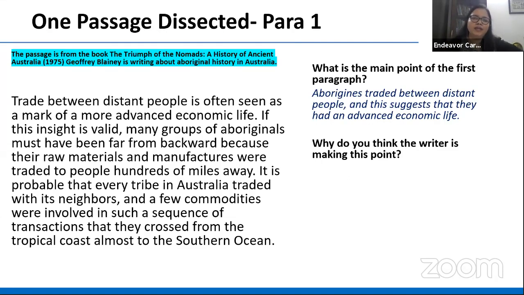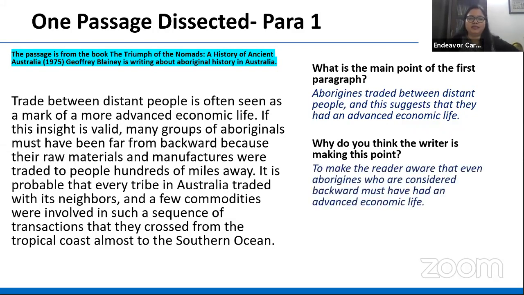So now let's look at why he needs to call the aborigines advanced. What might his purpose be here? His purpose is to prove that they are advanced. Why does he need to prove that they are advanced? There must be people who believe that the aborigines are not advanced. Why does the author feel the need to prove it? There must be people who hold this idea that aborigines are backward, aborigines are not advanced.